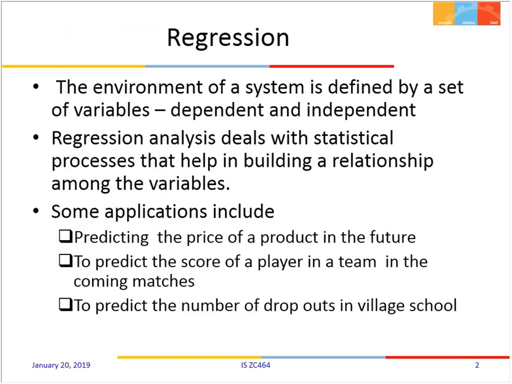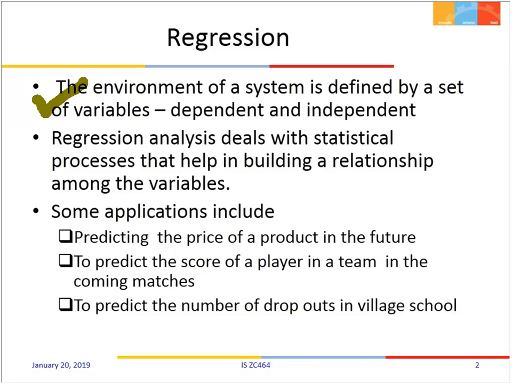So regression is the class of algorithms where we try to make use of different variables which define the environment. So we say that the environment of a system is defined by a set of variables, dependent and independent. What is it that you want your system to predict, on the basis of which information? That is what is very important. So there are certain parameters which are independent, and then there is a variable which is dependent. So regression analysis deals with statistical processes that help in building a relationship among the variables.